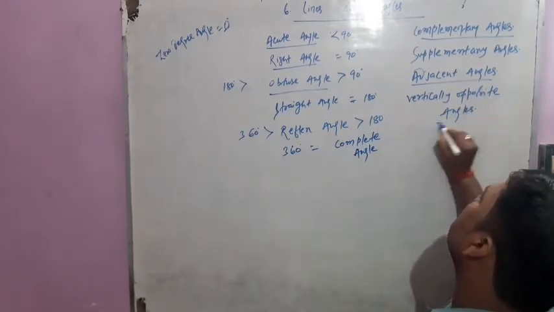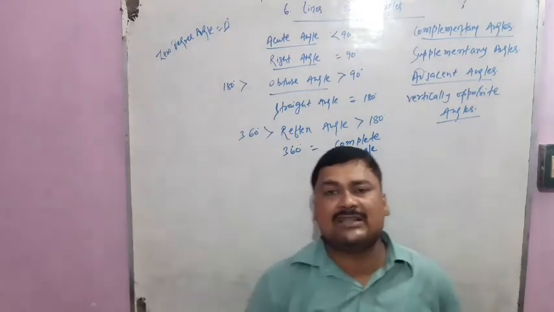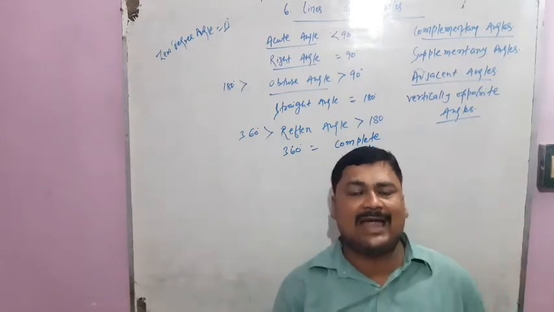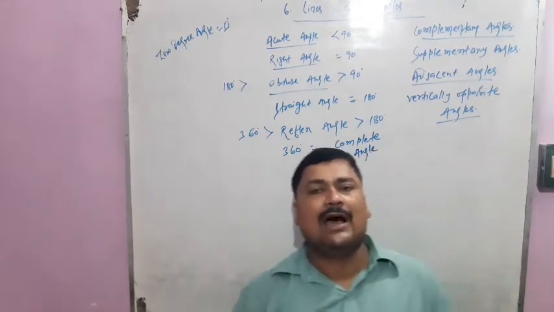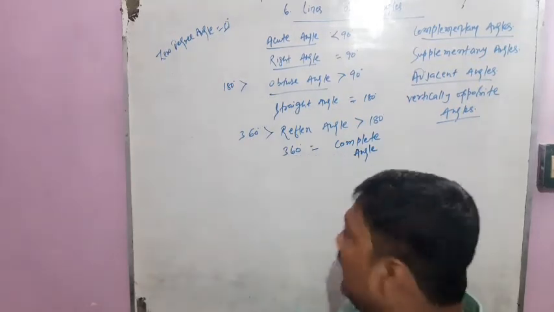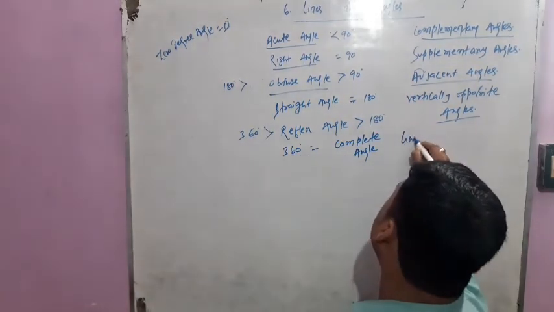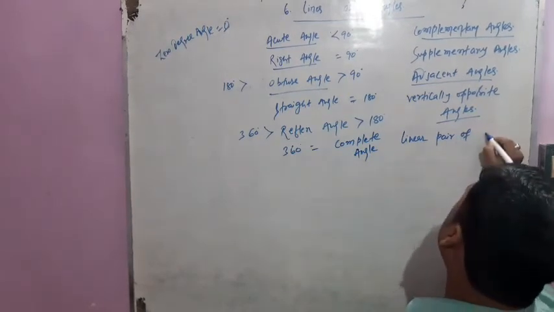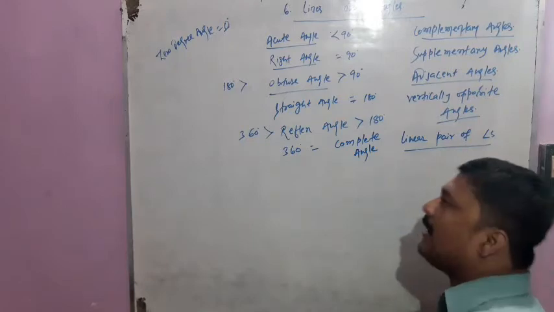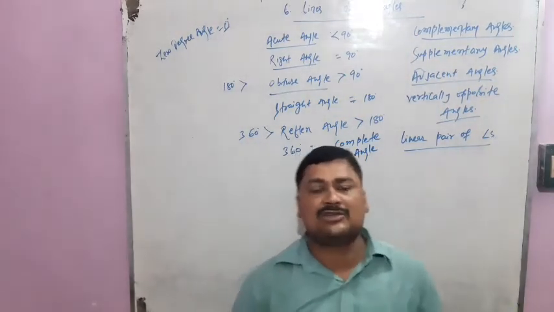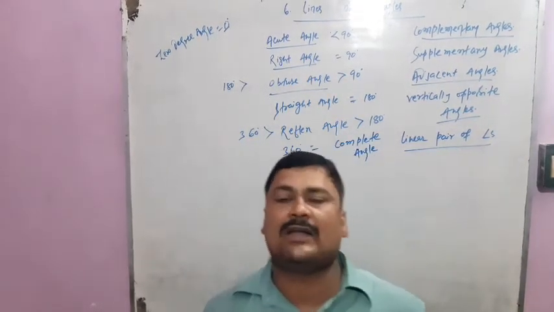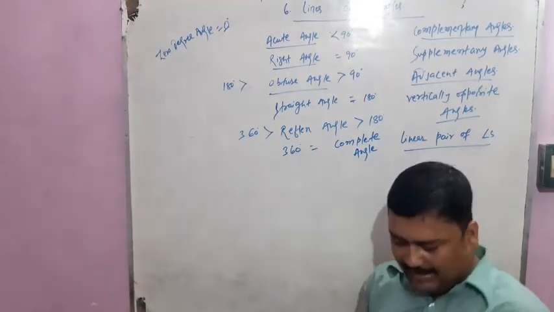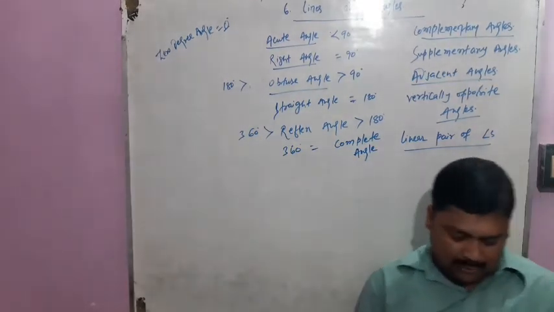Vertically opposite angles: when two lines intersect each other, the pair of angles formed opposite each other at the vertex are known as vertically opposite angles. Apart from this, linear pair of angles. Such two adjacent angles whose sum is 180 degrees are known as a linear pair of angles. Now students, here we have to study some axioms and theorems also.